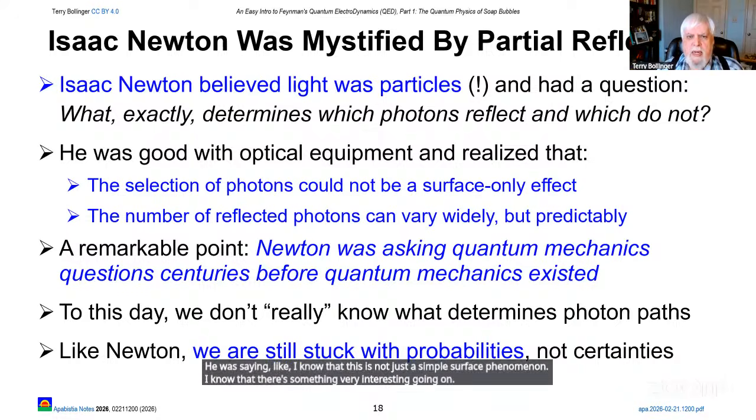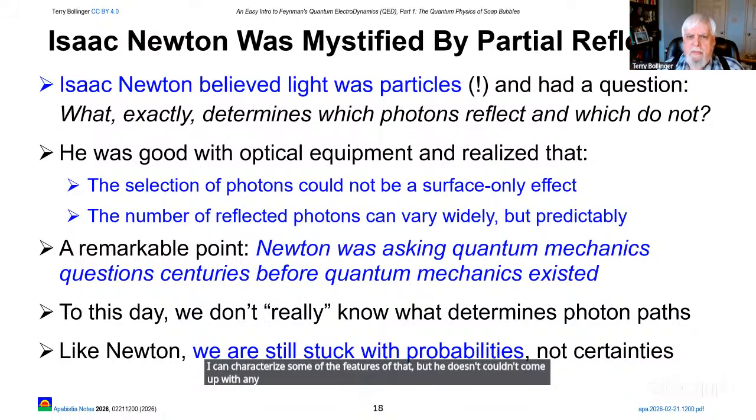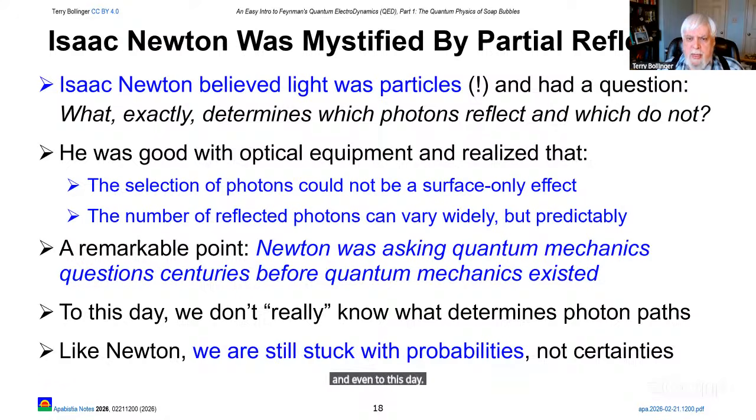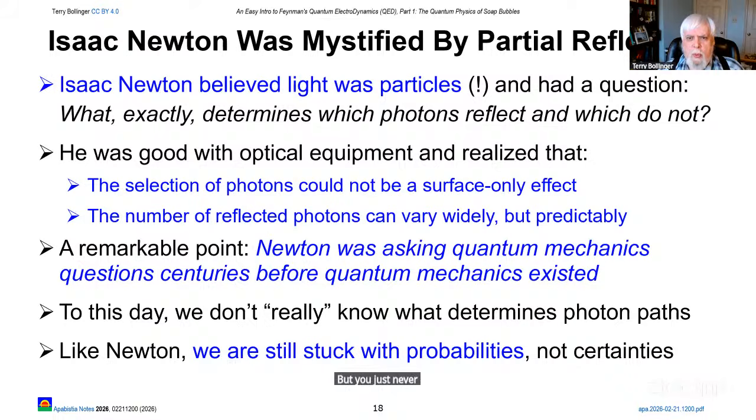I can characterize some of the features of that, but he couldn't come up with any broad mechanism to come up with an explanation. And even to this day, Newton was stuck on that point, and we're still stuck in a way because we still do probabilities, not certainties. It's one of the classic complaints about quantum mechanics, that when you go down to this level, you wind up with probabilities, but you just never get these absolutes that you have in classical physics.